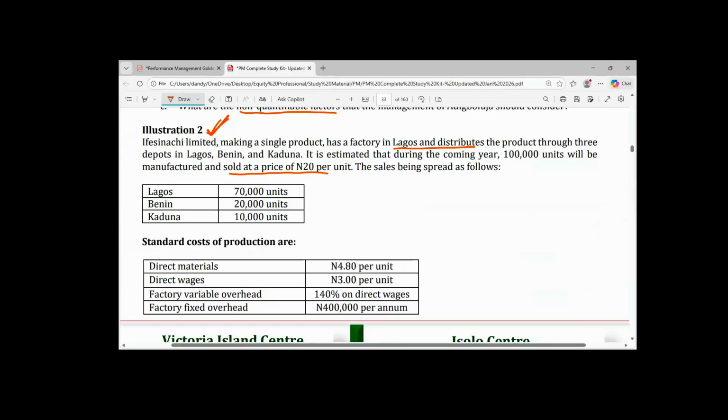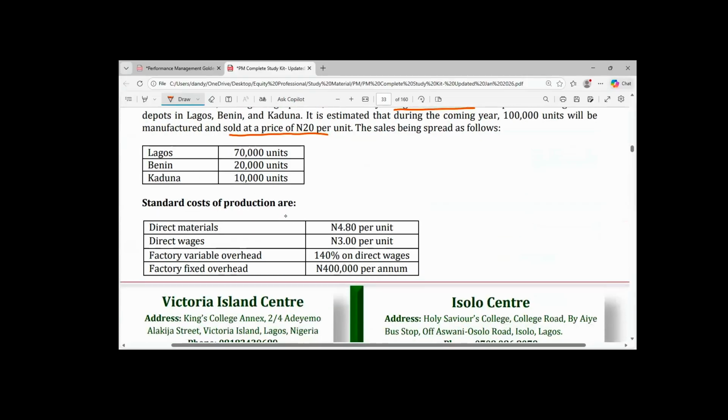So what this simply means is that the first thing in this A requirement, you are supposed to prepare an income statement. It is from the income statement that you are going to see profit or loss for Lagos, Benin, and Kaduna. So this is what the examiner wants you to do.